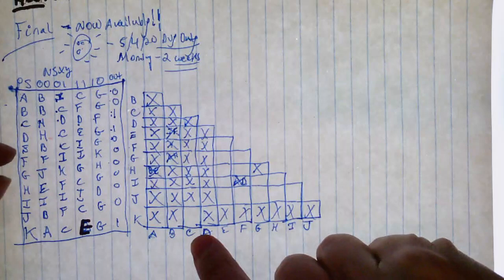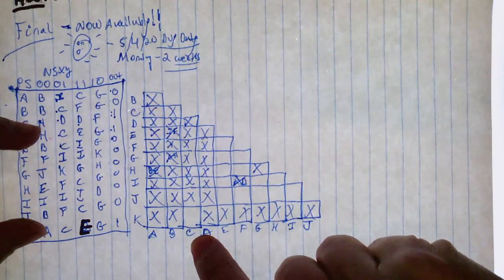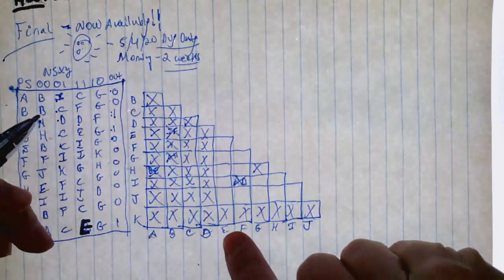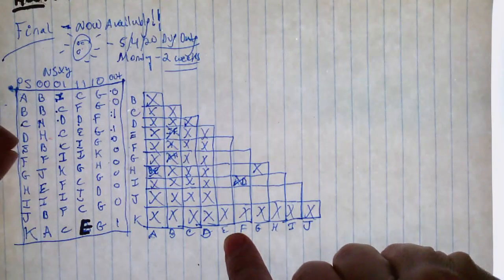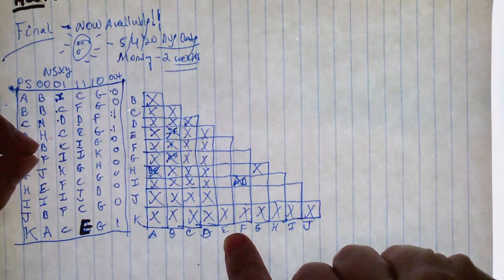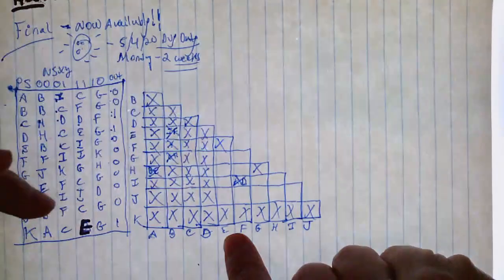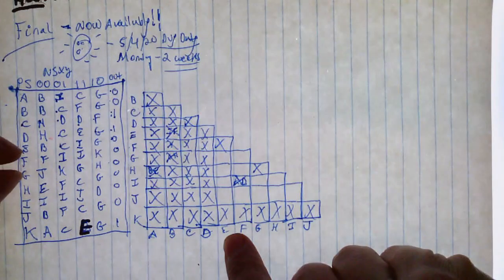So C equals K if A equals H, but it doesn't. Let's see, E equals F if B equals F, and we know it doesn't. E equals G if B equals J, and it does not.